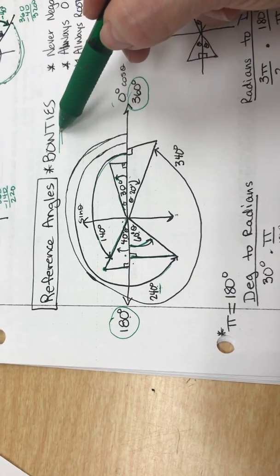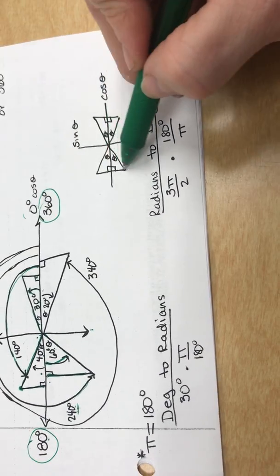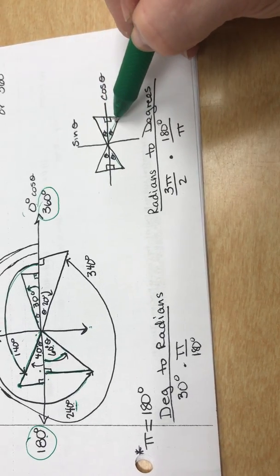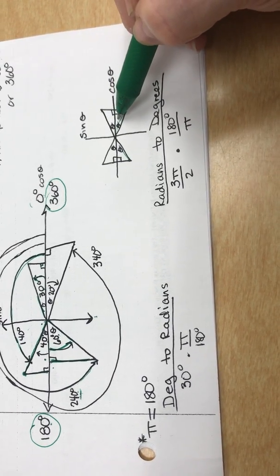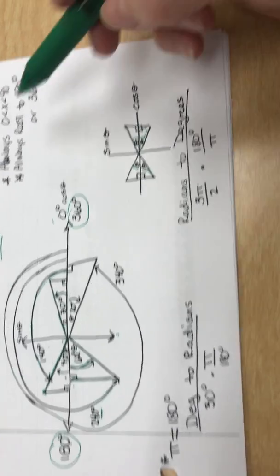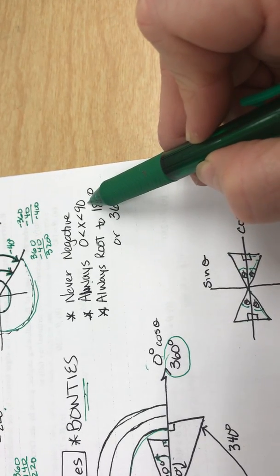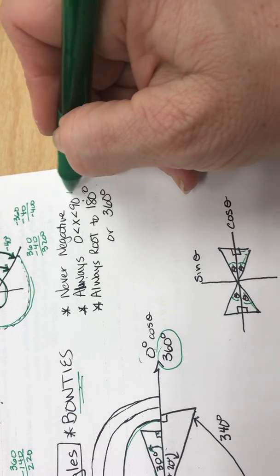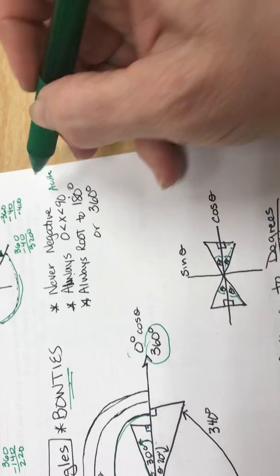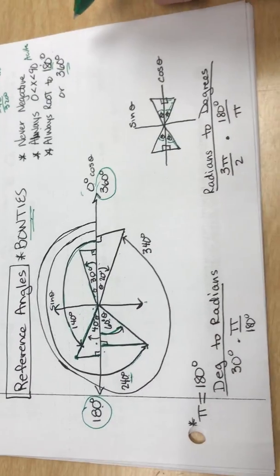But basically they call it bow ties because every reference angle is always the little piece that roots back. So it's a less than 90, less than 90, less than 90, less than 90. That's why over here it shows it's always between 0 and 90 degrees, or acute. They are always acute angles. They're never negative, and they always root to 180 and 360.